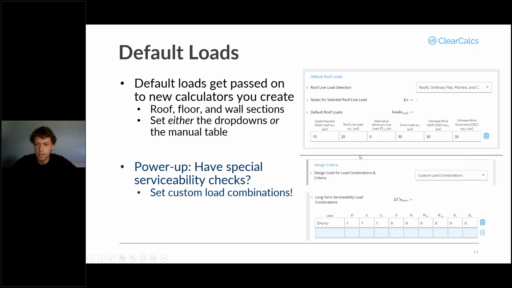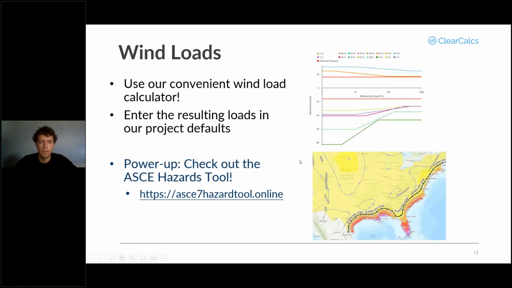Something that we hear sometimes is you'll have some custom load combinations or something like that. One thing that you can do, you can set these directly in ClearCalcs. So you can choose custom load combinations, and then you'll be able to set the different factors for different load types. You'll also be able to say the strength combination. So if you're checking for strength, you can override your duration factor for wood, things like that.